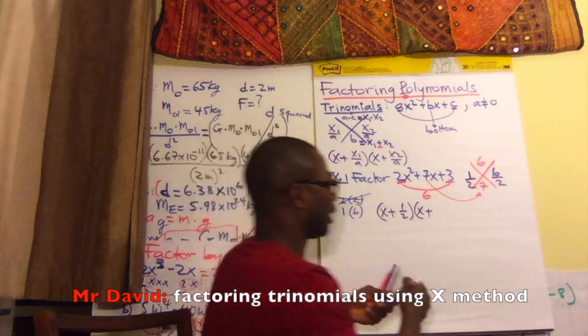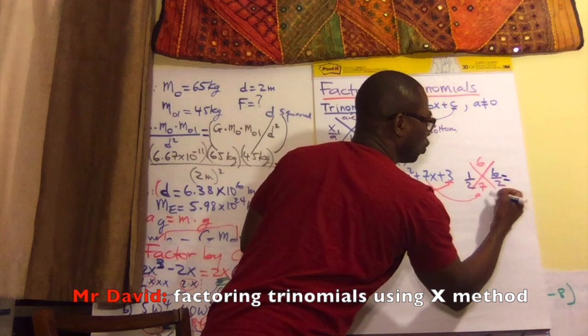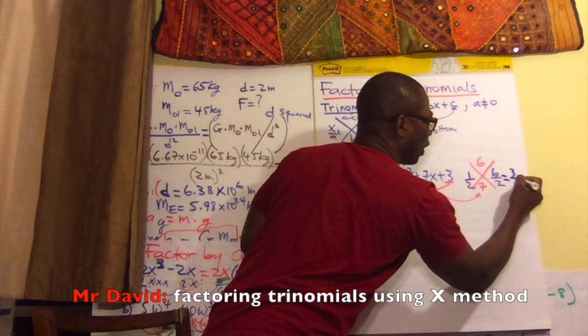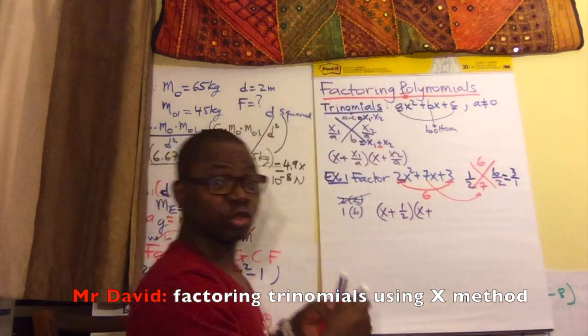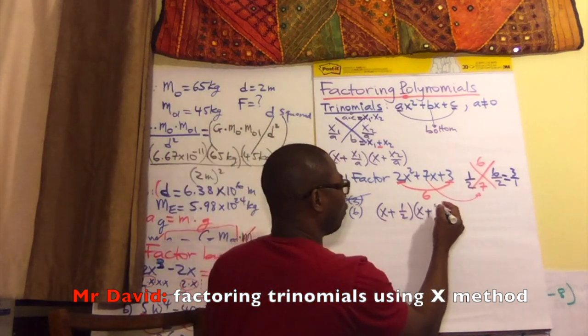Almost forgot. Here, like I said, we have to reduce the fraction. So 6 over 2 is 3 over 1. Okay, so we got to reduce the fraction every time. So that gives us 3 over 1.